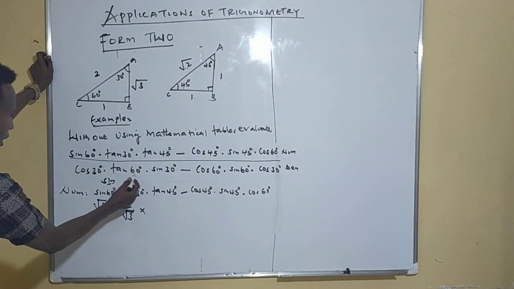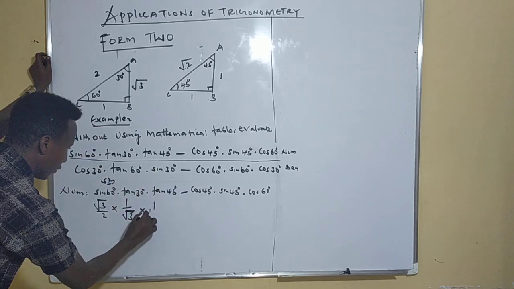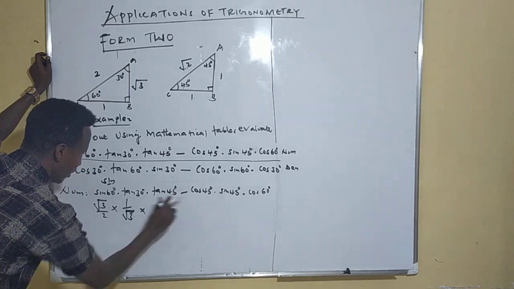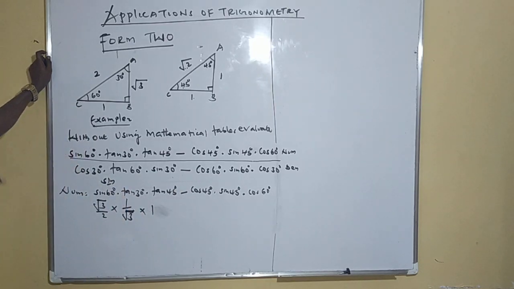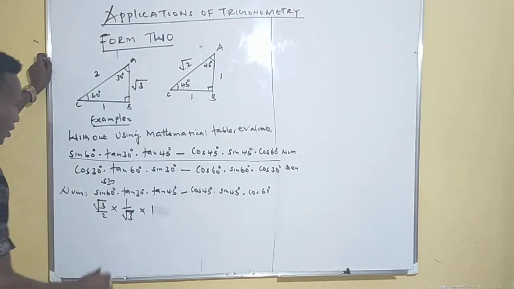Now let's see this one. Now we have what? Tan 45. Tan 45 is what? 1. I said what? Tan 45 is 1. You can even prove it from the calculator. Say tan 45, then it will give you 1.